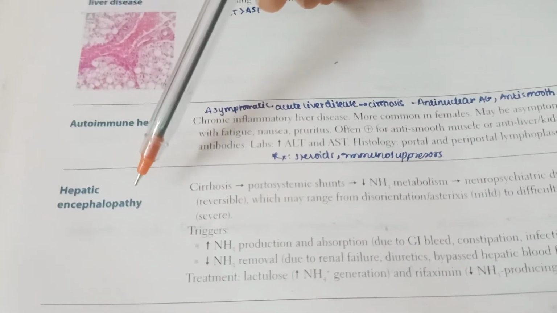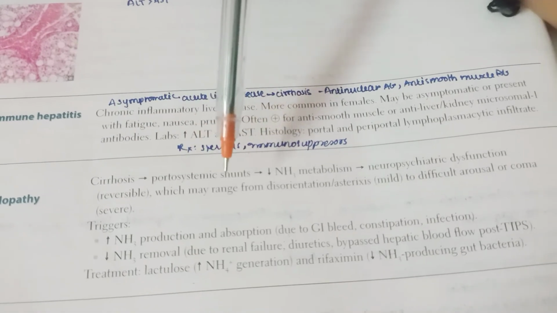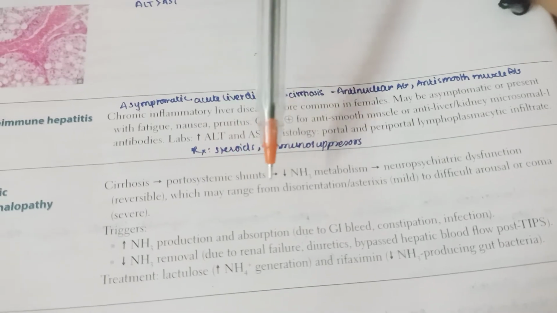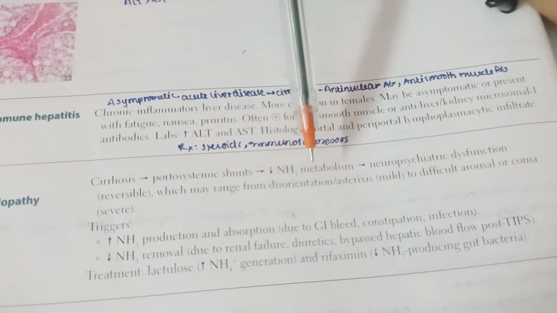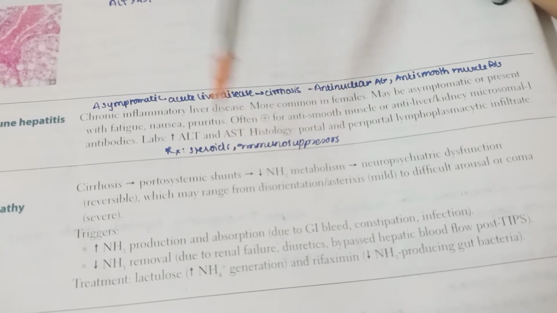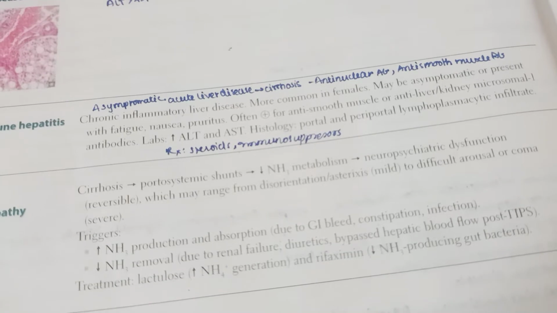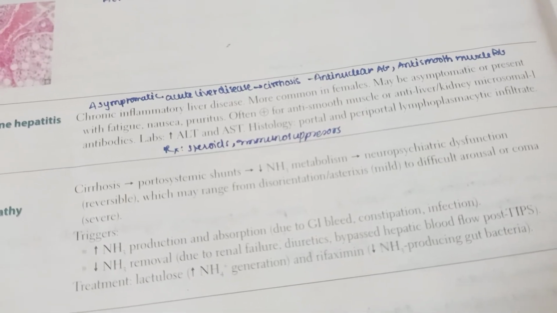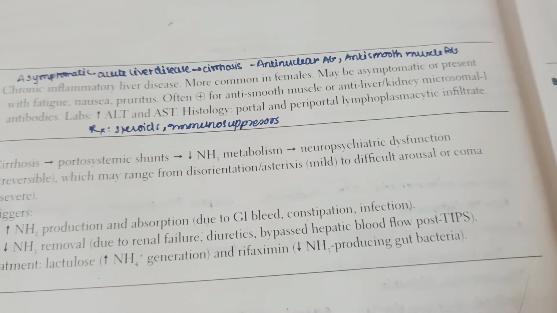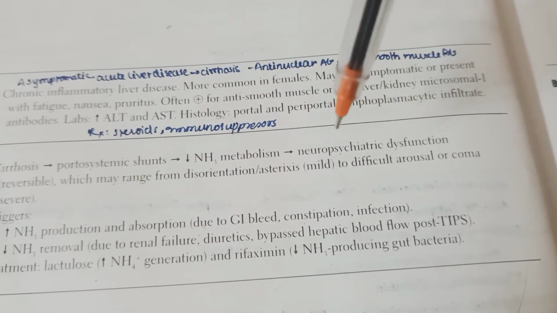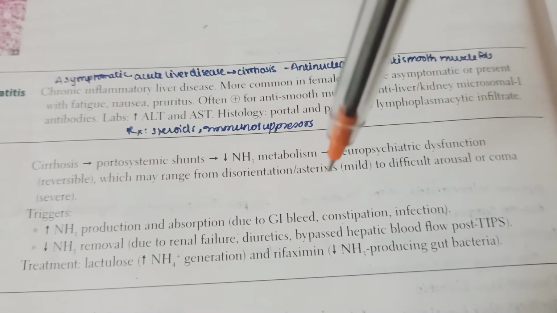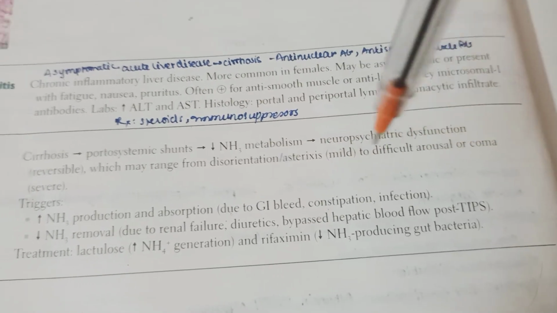Now coming to hepatic encephalopathy, cirrhosis is leading to portosystemic shunts, and because of that there is decreased ammonium metabolism. Portosystemic shunts, you can understand, means the substances which are coming to the portal circulation are directly going to systemic circulation. Actually they should undergo the process of ammonia removal in the liver, but that process is not happening, so that leads to decreased ammonium metabolism and increased accumulation. So this is leading to neuropsychiatric dysfunction, which is reversible and may range from disorientation to asterixis, that is mild, to difficult arousal or coma.